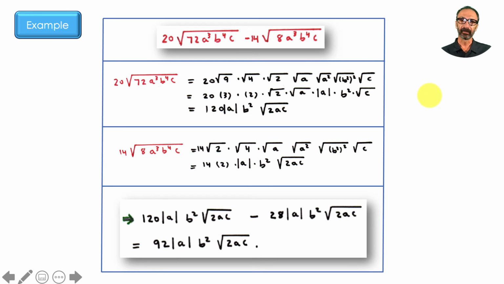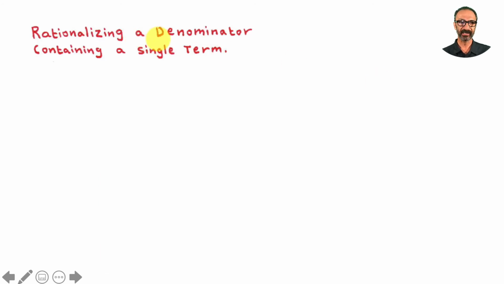Here's another topic: rationalizing a denominator containing a single term. Why do you have this in math? Because we could handle and deal with 1/2. Nobody has a problem dealing with 1/2 and pointing to it on the number line. But what about if it's 1 over square root of 2? We don't like square root of 2 to be a denominator. That's an irrational number. It's kind of hard to point to that on the number line.